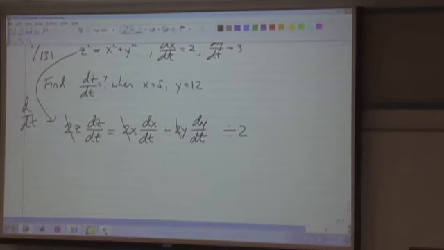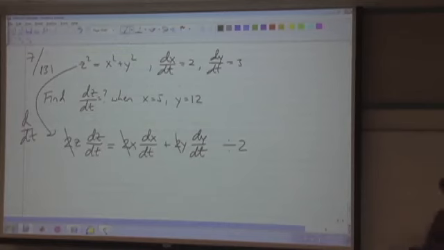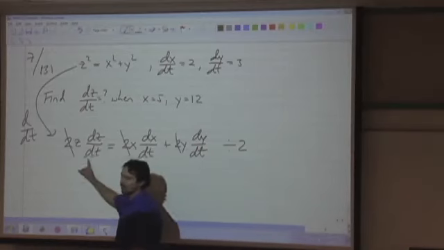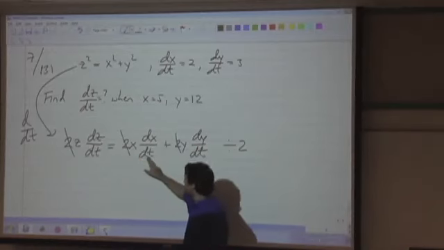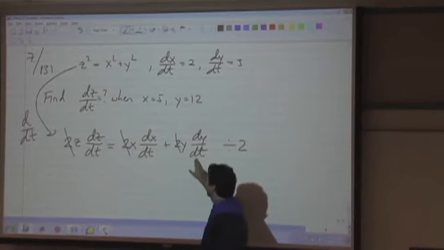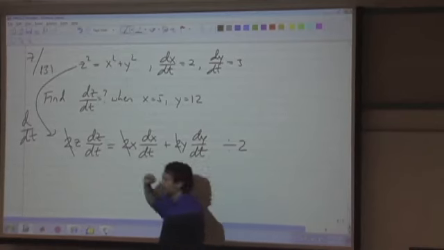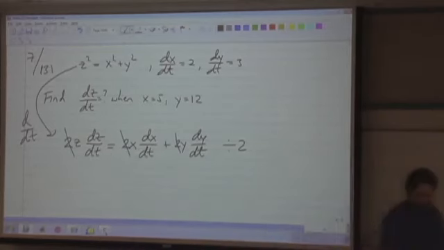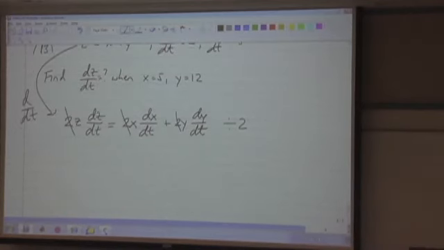Now, what do I know? What am I trying to get at? I'm trying to get at what dz over dt is, right? I know what x is. I know what dx over dt is. I know what y is. I know what dy over dt is. I don't know what z is. So plugging in x and y in the top gives you that z is equal to 13.